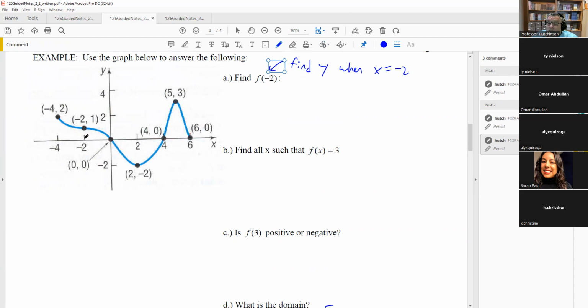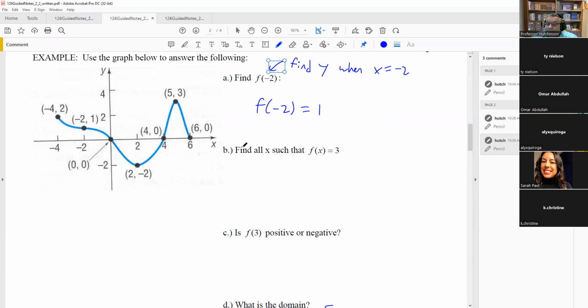Here's -2. We go up to the graph. In fact, at this point, this is even easier than the previous problem because it actually tells you what the y value is. So when x is -2, the y value is 1. So now I know that f of -2 equals 1. The 1 just comes from the y value at this point right here when x is equal to -2. So f of -2 equals 1.